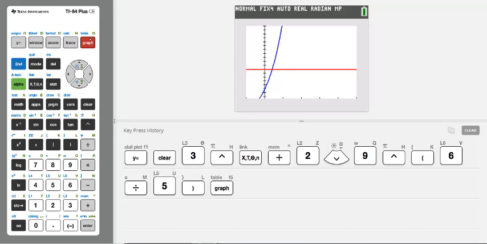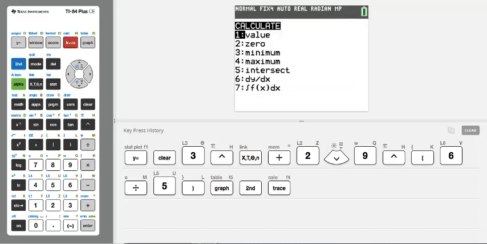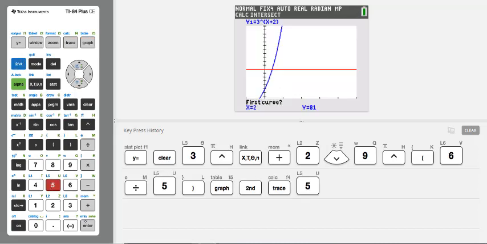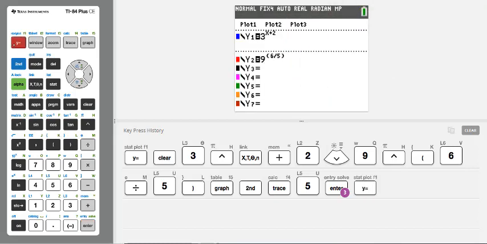I'm using my limits from my previous problem, which is -1 to 5, and it's kind of doing some stuff there as far as the y's. But I'm looking for the intersect. So second trace 5, enter, enter, enter, and it's at point 4. Let me go back. Okay, graph.